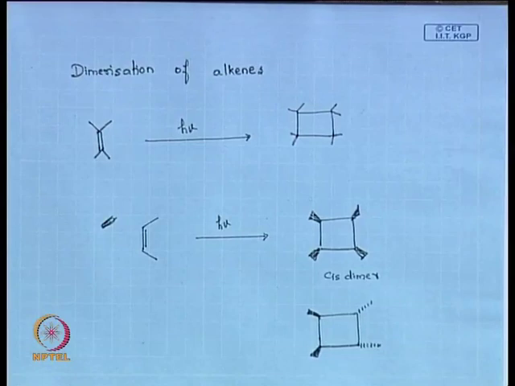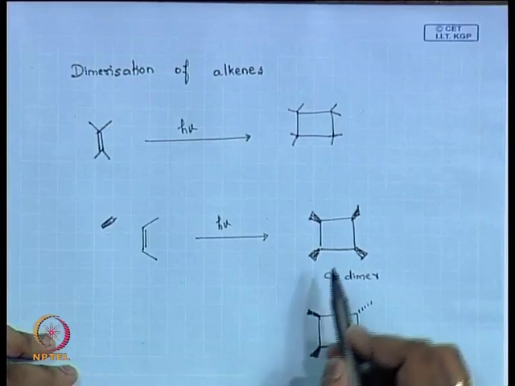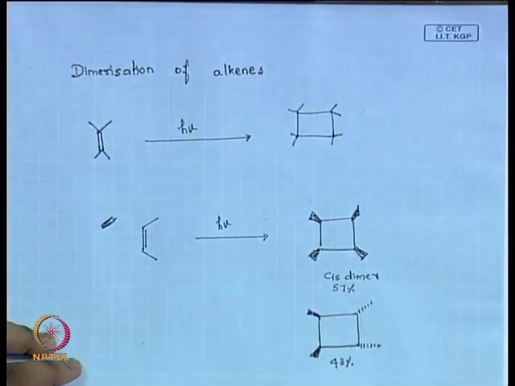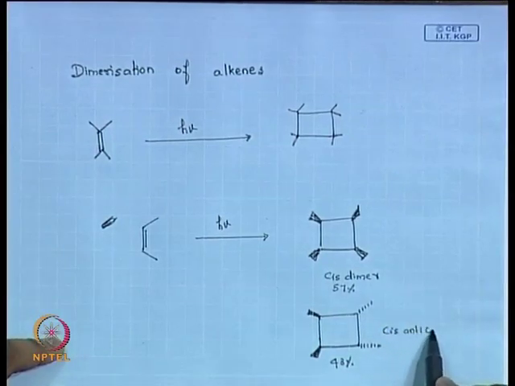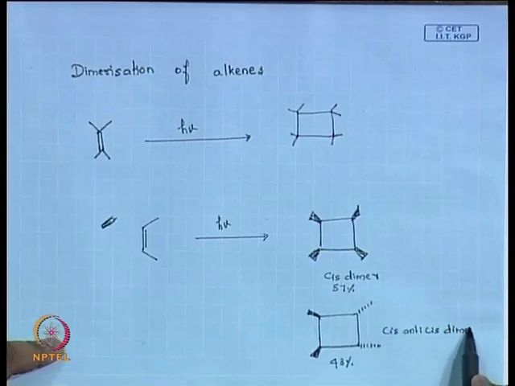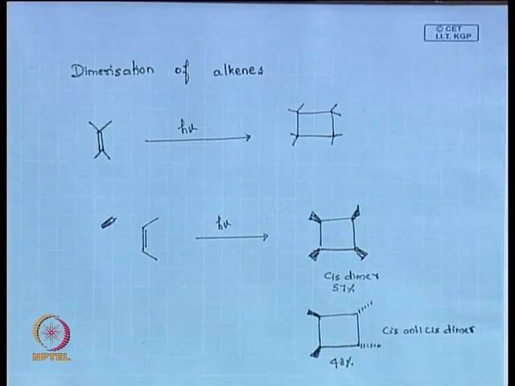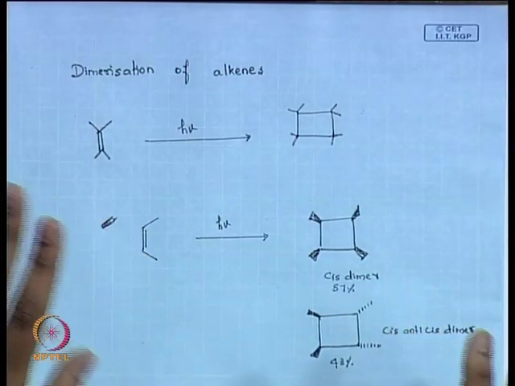You can get this product also, right. So, this will be 43% and this is 57%, and you call this as cis anti cis dimer. This reaction is very concerted type of, it happens from zwitterionic, so you just add. But the way of addition is that you have two possibilities, it can add like this or it can add like this. So, the addition part is different, clear? Okay.